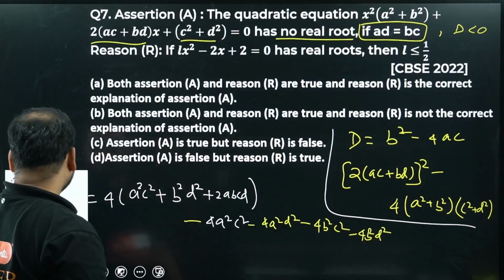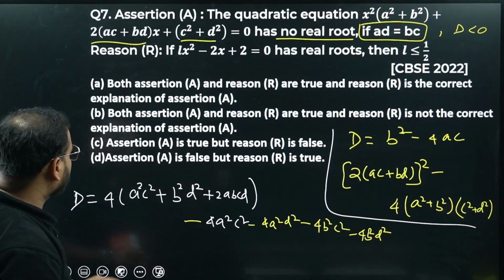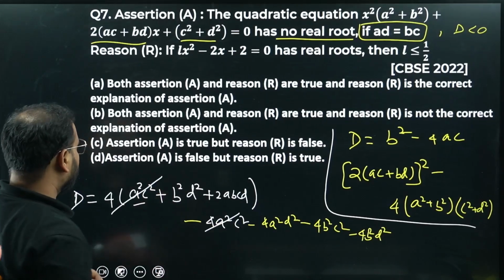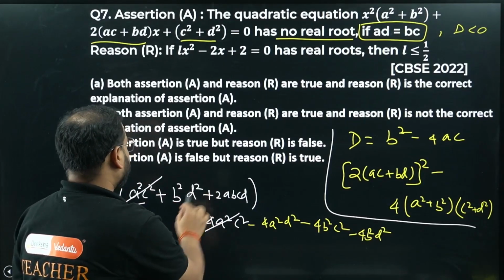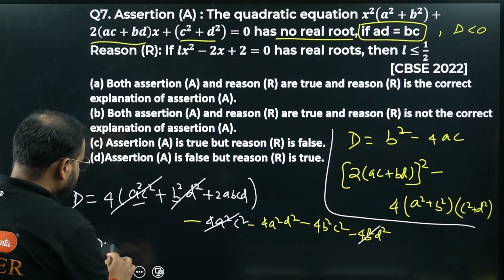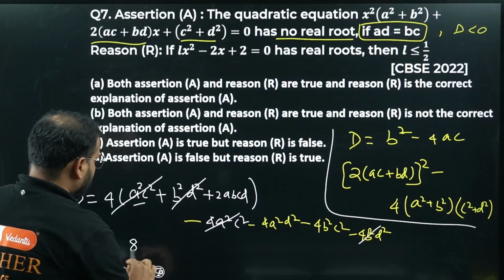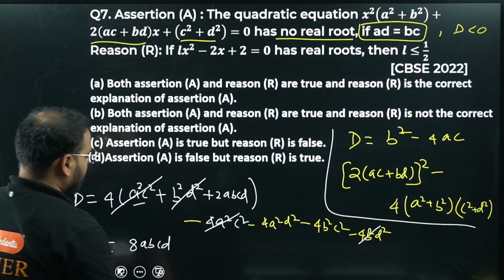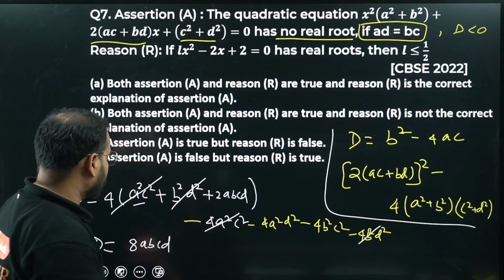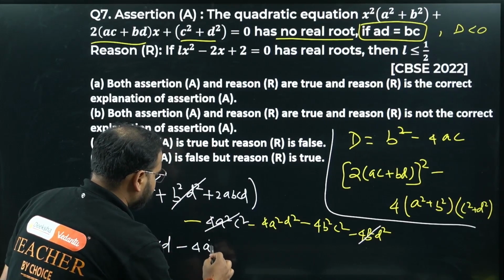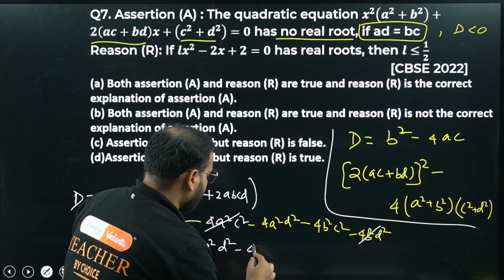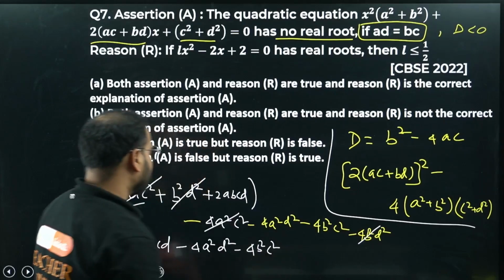Now see what we can cancel. So we can cancel 4ac, a square c square, so this will cancel. And b square d square also will cancel because 4 times is over here. So what I'm left with, my D is equal to 4 into 2, 8abcd, minus 4a square d square, and minus 4b square c square. This is my D value.